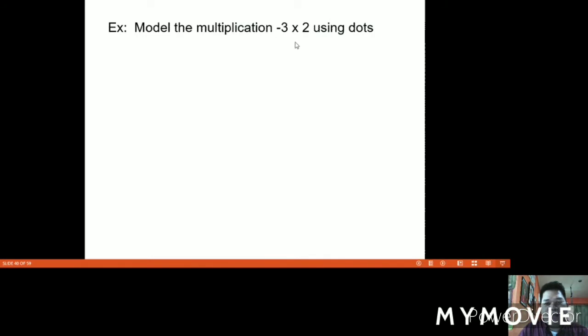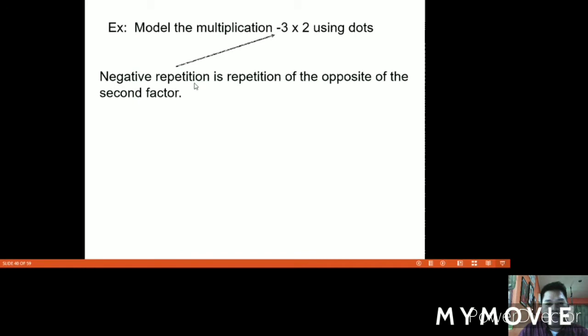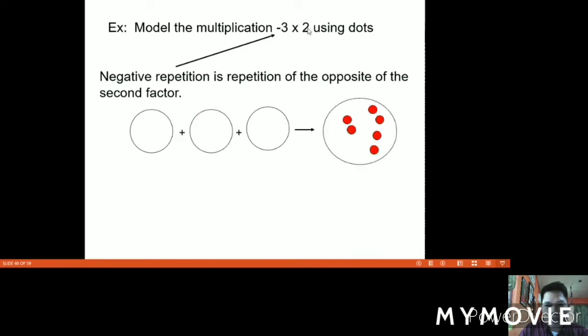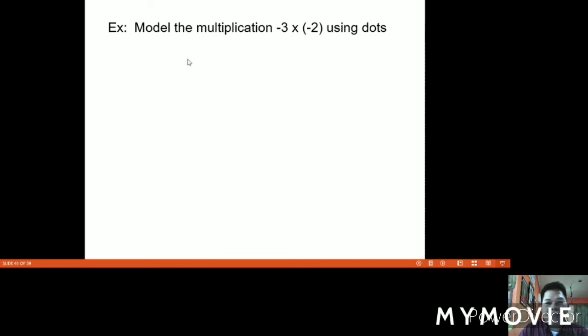For example, model the multiplication negative 3 times 2 using dots. Negative repetition is repetition of the opposite of the second factor. So we have here again 3 times 2, where the negative represents the opposite of 2. So negative 3 times 2 is negative 2 plus negative 2 plus negative 2, which equals negative 6.